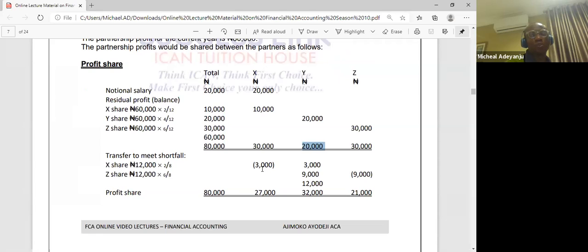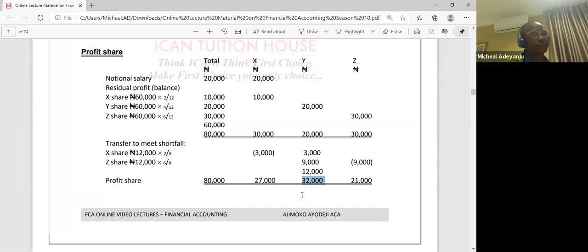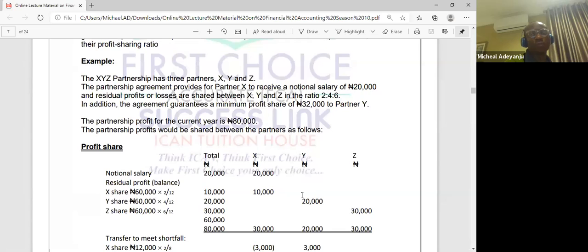So let's go with X's 30,000 naira, we reduce 3,000 naira from it, and it goes from 30,000 naira to 27,000 naira. Z also, from his 30,000 naira, we reduce 9,000 naira from it, and he ends up with 21,000 naira. Then the 9,000 and 3,000 naira is added back to Y, so that Y will collect 32,000 naira. That is it for a guaranteed minimum profit share.